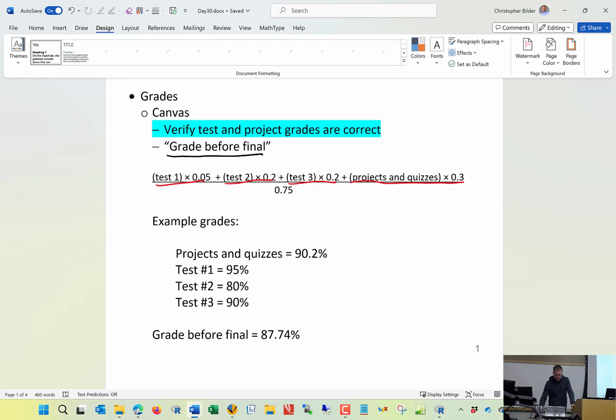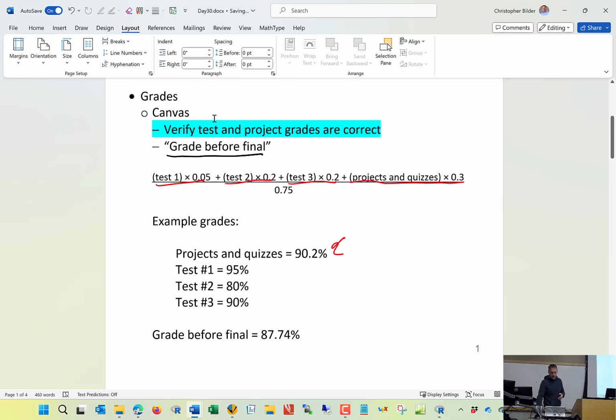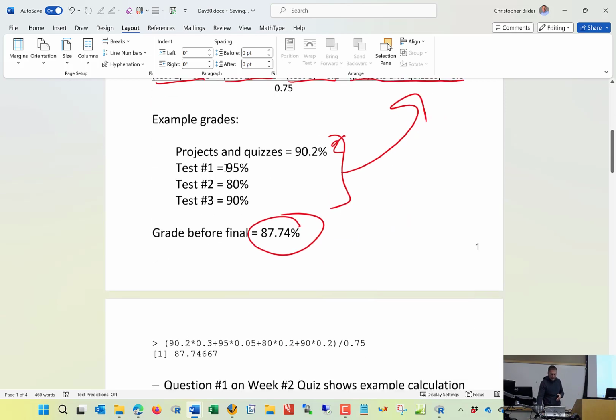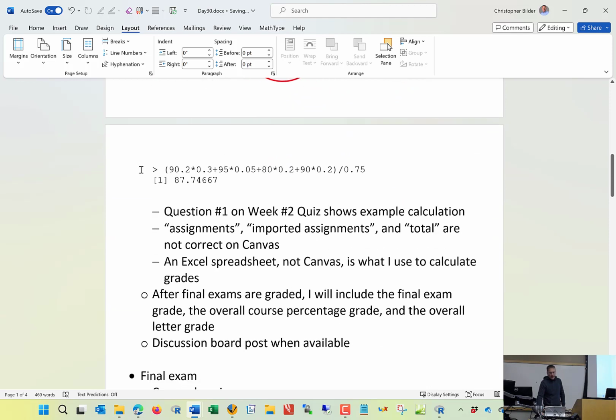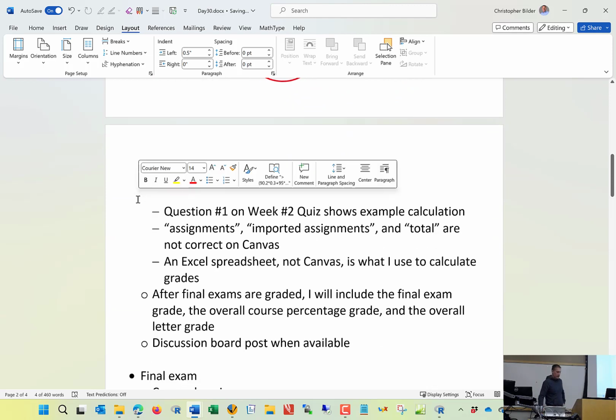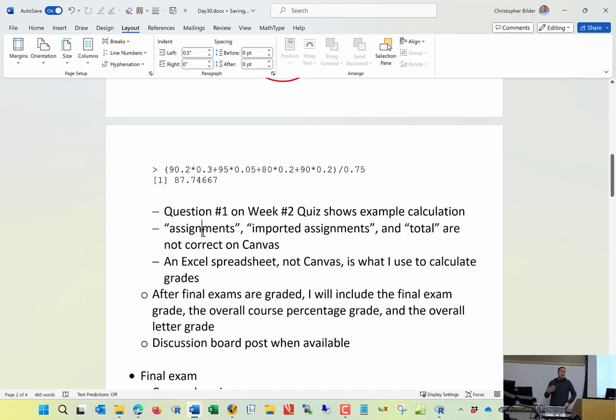So for example, let's say that you had 90.2% of the projects and quizzes, 95 on test 1, 80 on test 2, 90 on test 3. If you put all these numbers into this equation there, that means your current grade before the final is 87.74, B+. Okay? And so, one could just simply go through R, or put all this stuff in R to do the calculation.